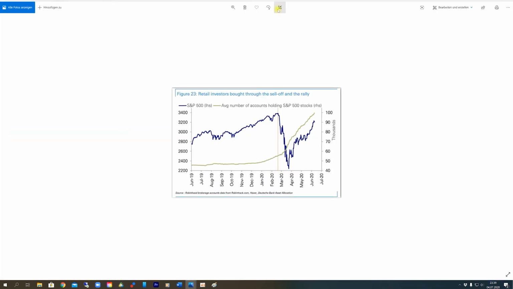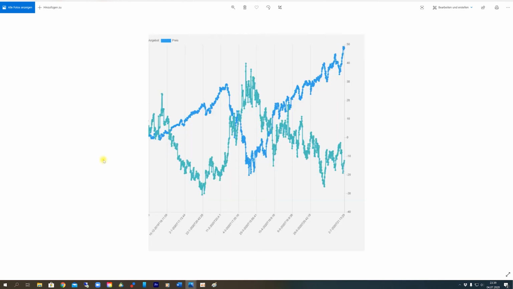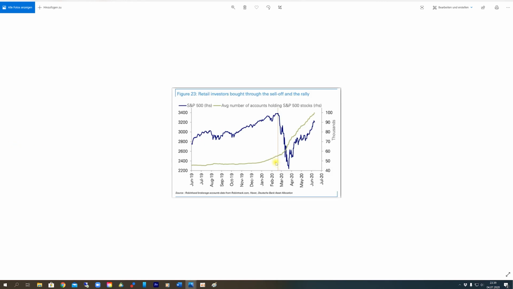Here it is. In this statistic, you can see the average number of accounts holding S&P 500 stocks. And as you can see, it is rising strongly, and that is also not a good sign. I will link the website to this picture down in the video description.